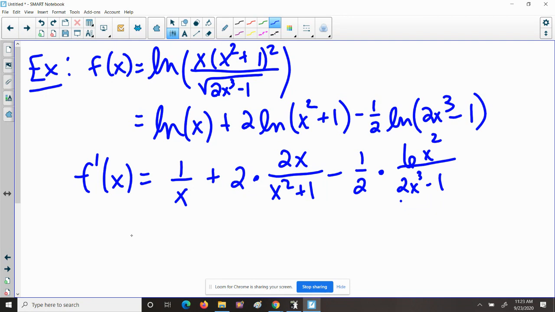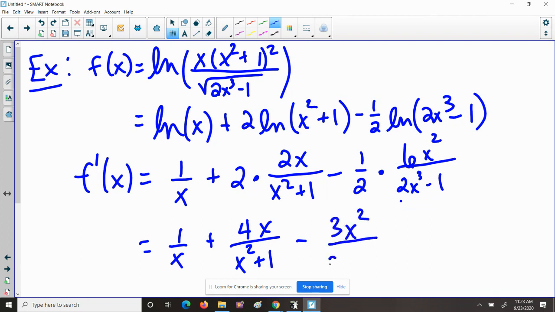Now, all I want to do is simplify. Okay, let's deal with these constants that we're multiplying by. 2 times 2x gives us 4x over x squared plus 1, minus 1/2 times 6x squared gives us 3x squared over 2x cubed minus 1. So that is our derivative.